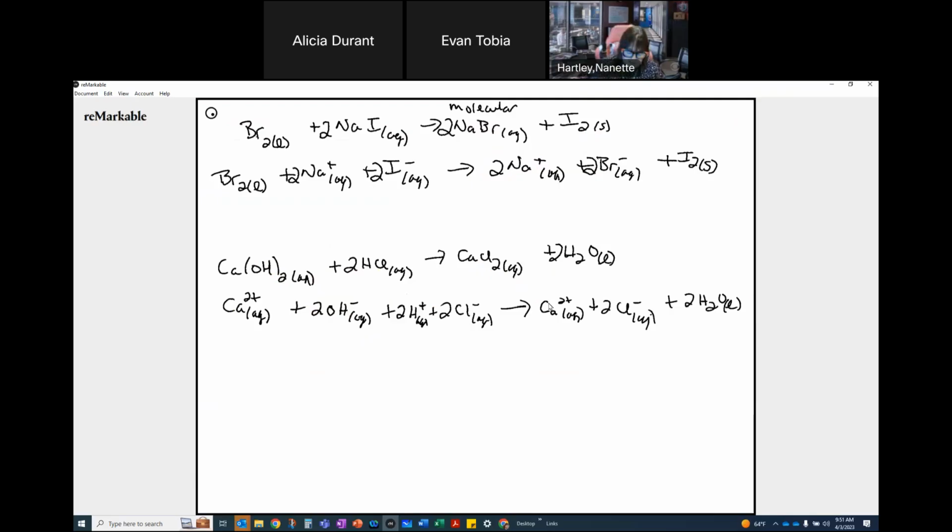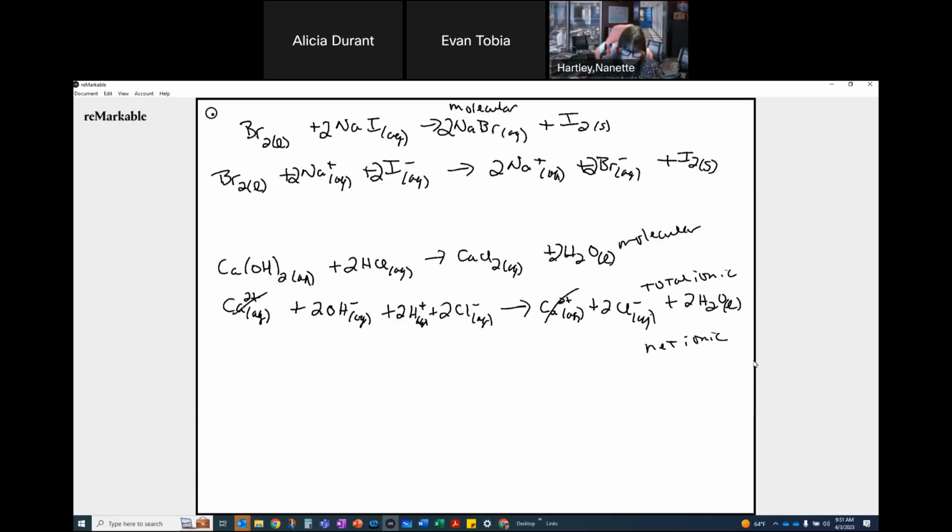So this is my molecular. This is a total ionic. The other thing that we occasionally write is called a net ionic. In the net ionic, what we're going to do is ignore anything that doesn't change. So you see this Ca2 plus is aqueous here, and Ca2 plus is aqueous here. It didn't do anything. So it's just standing around, and we can ignore that.